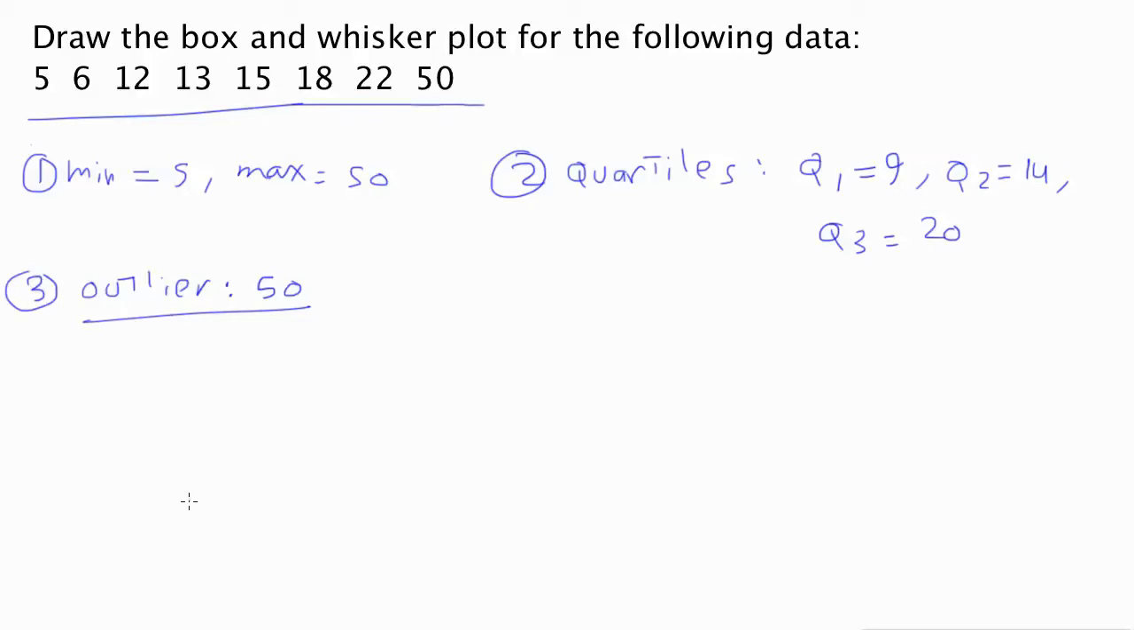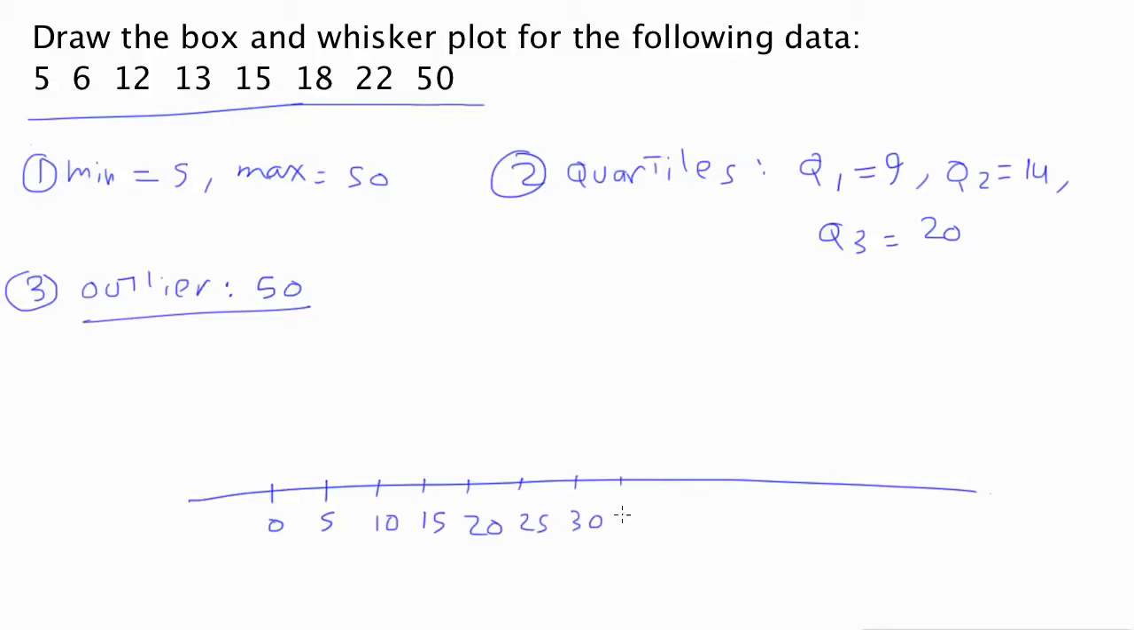So let's prepare the scale for the box and whisker plot. I have here almost from 0 to 50, or from 5 to 50. So maybe I keep adding 5. If this is your 0, this will be 5, 10, 15, 20, 25, 30, 35, 40, 45, and 50. Okay, so the minimum in this case will be here, 5.